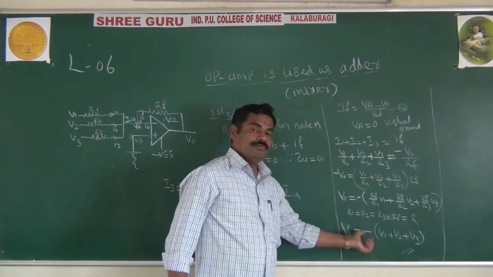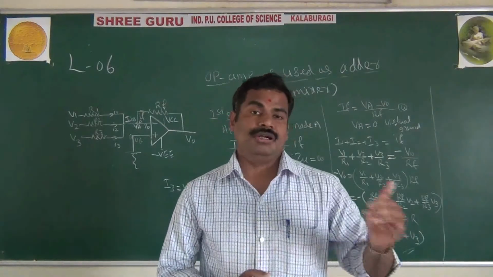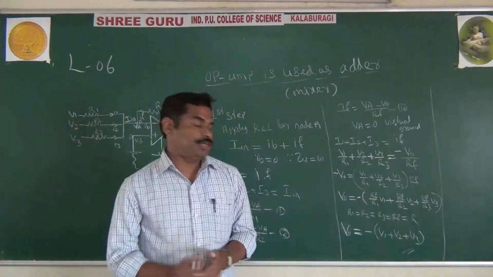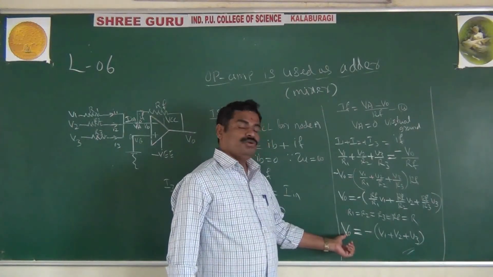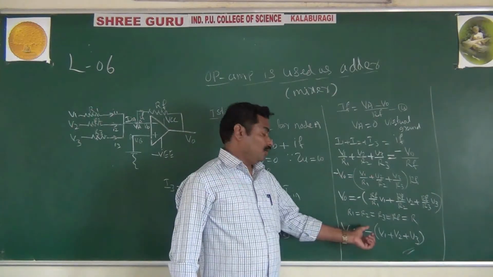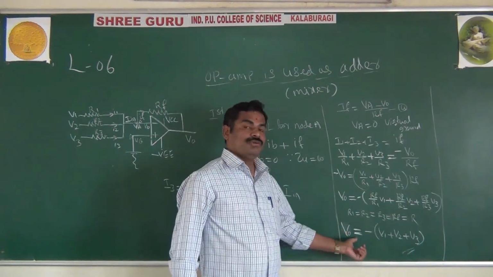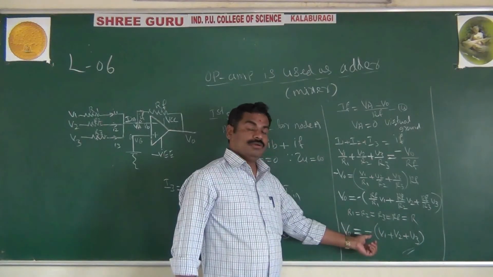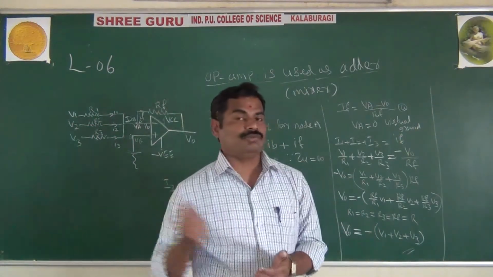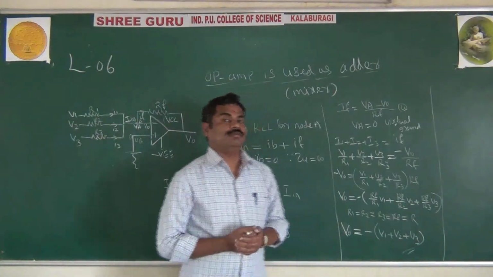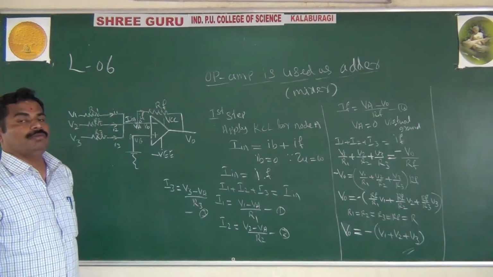Why do you get the negative sign? Because you are considering the inverting op amp. That's why you have the negative sign here. It means the output voltage is equal to the negative sum of the input voltages, the sum of the negative voltages. Why do you get the negative sign? Because of using the inverting mode. This is the proof of how the op amp is used as an adder.